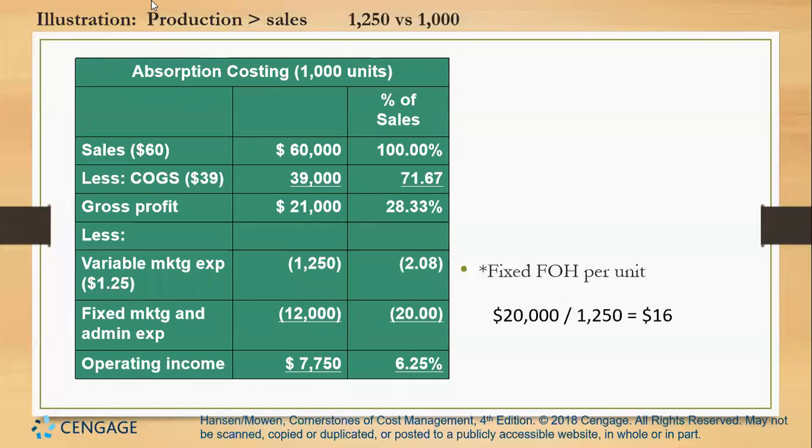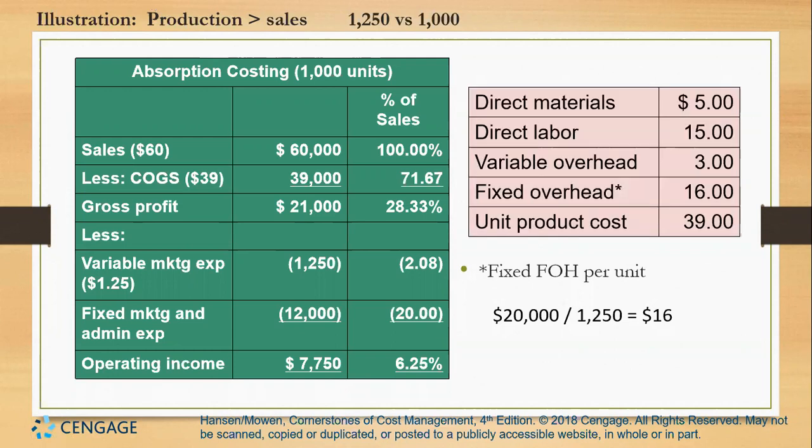So take note that in absorption costing, here it's already the second case that our production exceeds sales. In here, production of 1,250 units, sales of only 1,000. And our guide rule is if production exceeds sales, the net income under absorption costing is higher than that under variable costing. So here we have now the cost of goods sold.